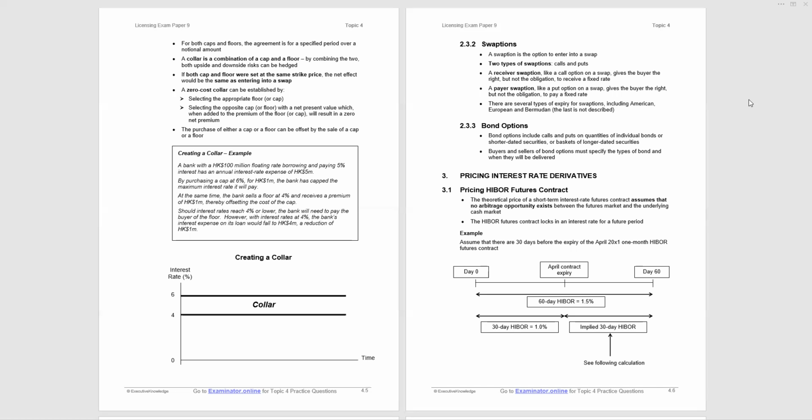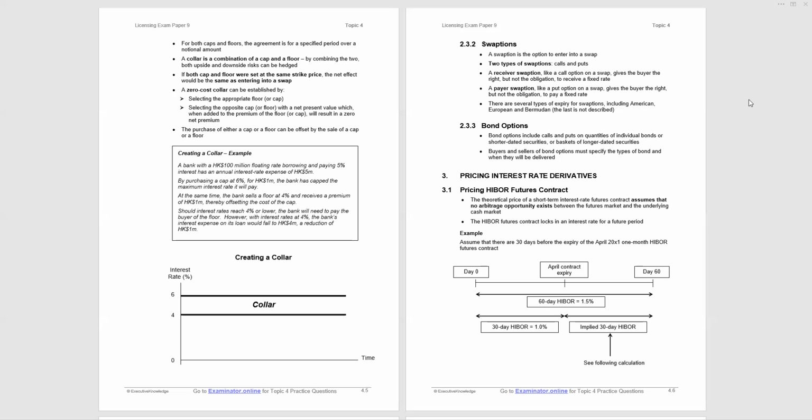A payer swaption, like a put option on a swap, gives the buyer the right, but not the obligation, to pay a fixed rate. So receiver, you receive the fixed rate. Payer, you pay the fixed rate. And we're told there are several types of expiry: American, European. Remember, American you can exercise any time up to and including expiry. European only on the expiry date. Bermudan, well, it exists, but we're not told exactly what a Bermudan option is.